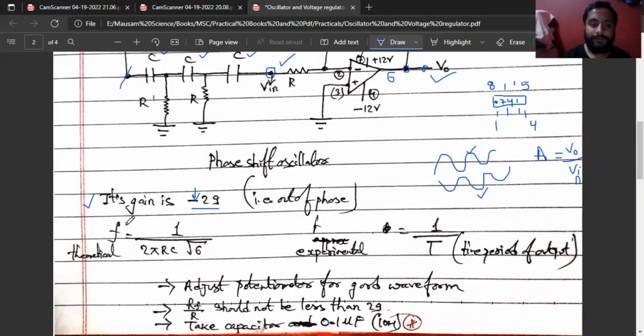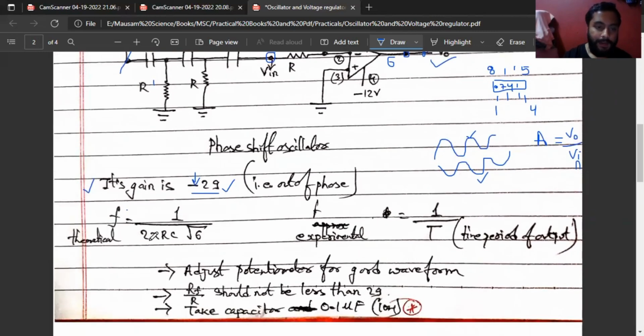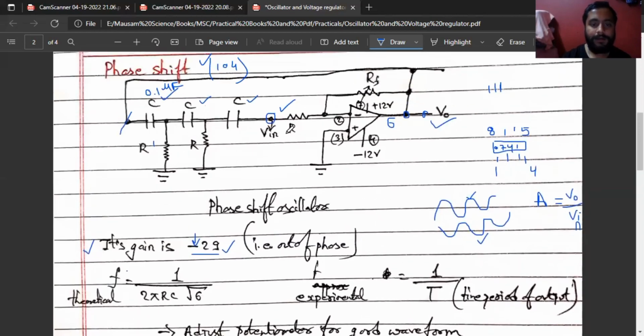And for the theoretical frequency, we need to trace a curve for these 3 values of voltage input and voltage output, and we need to see whether the gain is minus 29 or not. This negative is shown by this one, and whether it is 29 times or not, we can calculate from our oscilloscope. And we know the theoretical value of frequency is 1 by 2 pi RC multiplied by root over 6. Whatever value of R is kept, for 1 kilo ohm, we take out one frequency. That frequency should be equal to the experimental frequency.